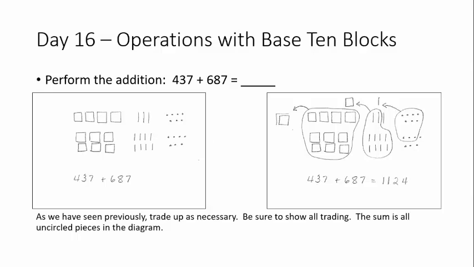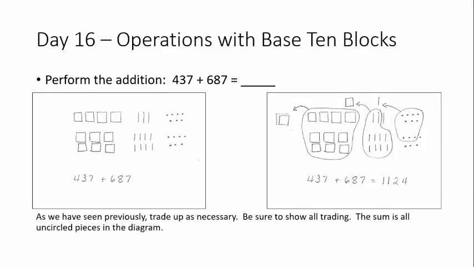When you draw this on paper, this is the way it should look. Remember to draw both addends. Draw the model for 437 and also for 687. To show a trade, remember you circle your elements and draw an arrow to the element that you are replacing them with. So here we are trading up.